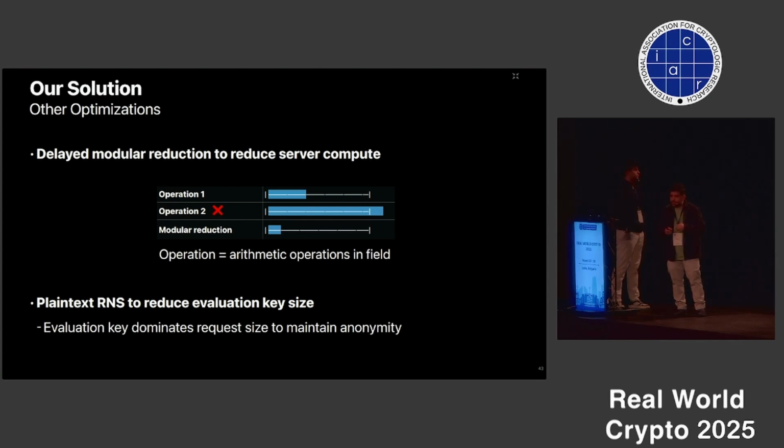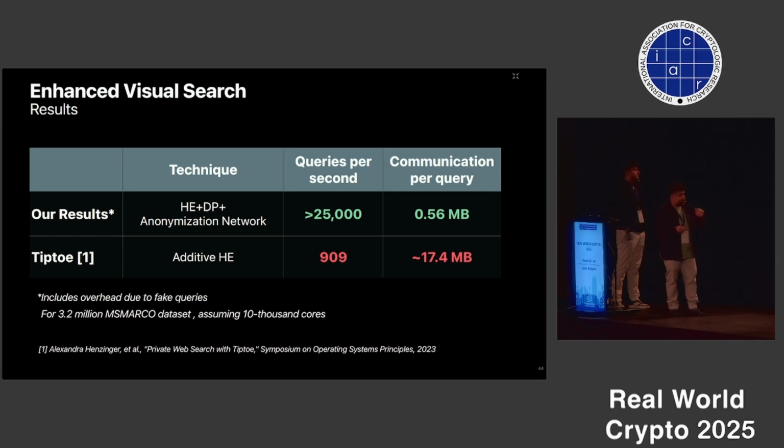So the evaluation key is basically the communication bottleneck. By using the plaintext RNS technique, we were able to reduce the size of the evaluation key by around 4x. Okay, so here are some exciting results which we were able to achieve by combining HE, DP, and an anonymization network. The first thing is that we were able to achieve a QPS of more than 25,000, and our communication is only 0.5 megabyte. So in other words, we were able to achieve significantly better performance than what we would have if we only used HE.